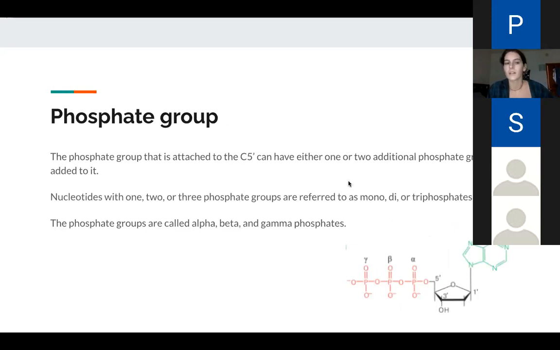About the phosphate group: it's attached to the C5' carbon, and it can have either 1 or 2 additional phosphate groups added to it. In terms of nomenclature, nucleotides with 1 will be mono, 2 di, and 3 triphosphates, which makes sense. The phosphate groups are called the alpha, beta, and gamma phosphates, alpha referring to the one closest, then beta, and then gamma. Again, these are good to memorize because it'll help you envision things when people are talking about them.